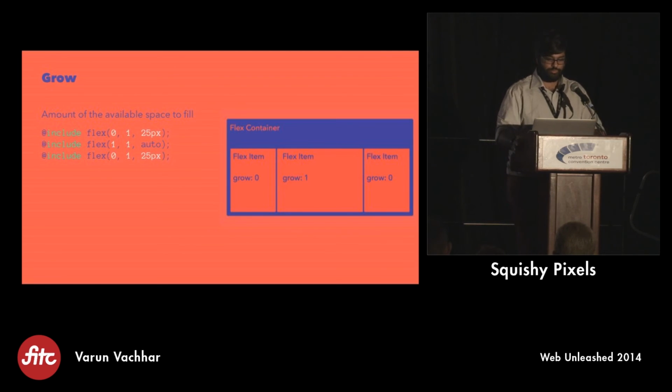You can also use this to set ratios so that one item can grow 3 times bigger than the other one. So if you set the grow to be 1 to 1, the second element will actually grow twice as big as the other 2 elements.